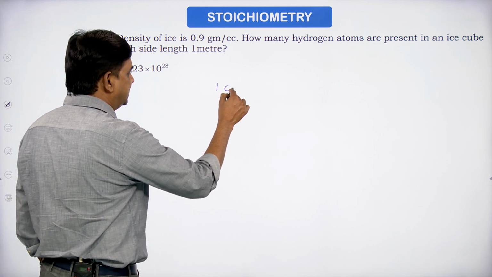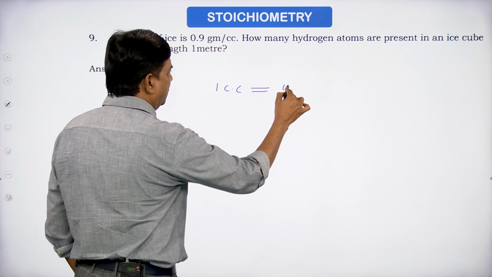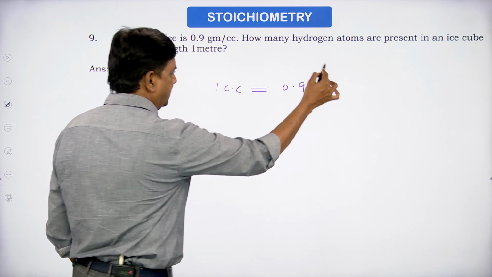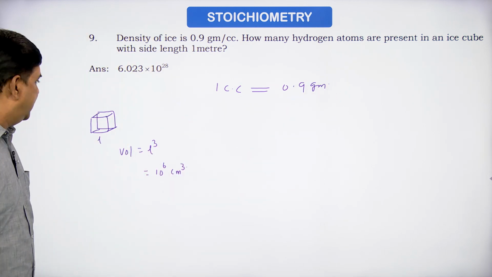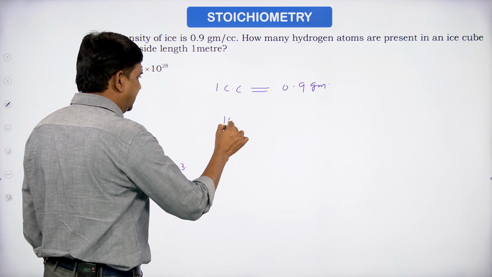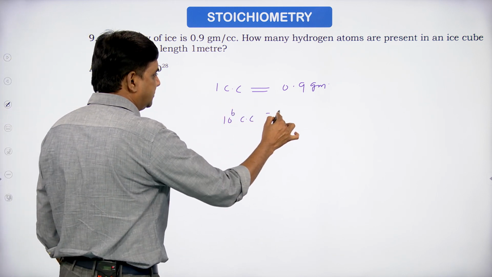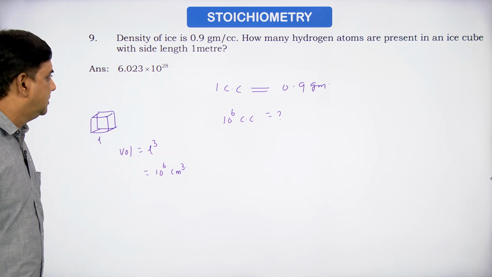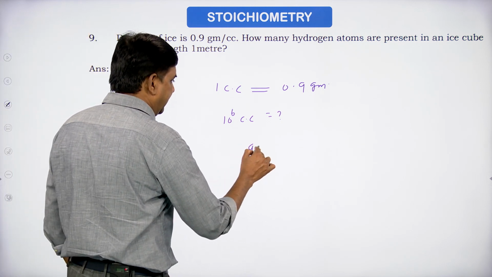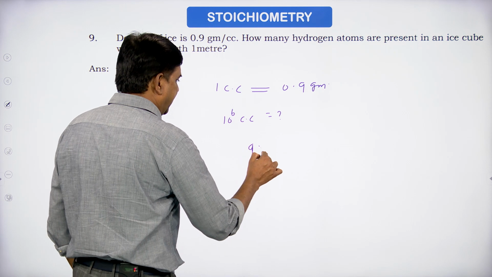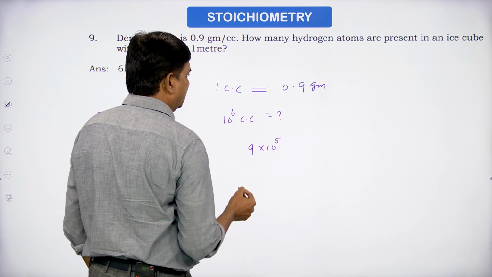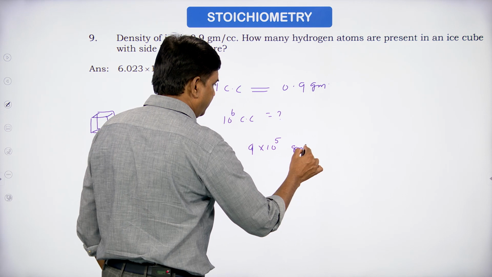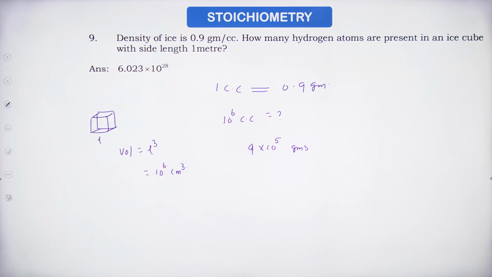1 cc mass is 0.9 grams. So 10 power 6 cc is equal to how much mass? And that is 9 into 10 power 5 grams. 9 into 10 power 5 grams. And what is he asking? Number of hydrogen atoms present in the ice cube.